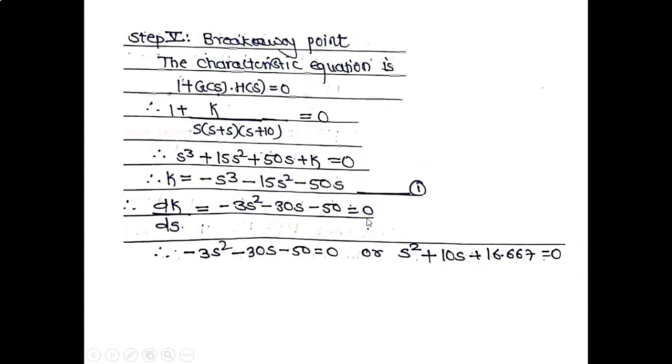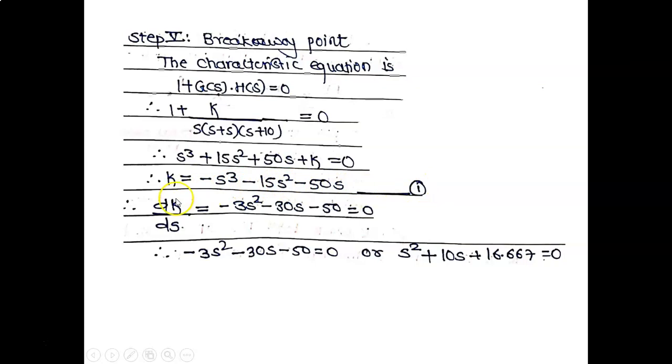Now next, breakaway point. Always remember, breakaway point exists in the root locus region only. Breakaway point is the point at which root locus leaves or enters the real axis, that is x-axis. The characteristic equation is 1 plus G(s)H(s) is equal to 0. Therefore, 1 plus K divided by s into bracket s plus 5 into s plus 10 is equal to 0. Therefore, s cube plus 15s square plus 50s plus K is equal to 0. Therefore, K is equal to minus s cube minus 15s square minus 50s.